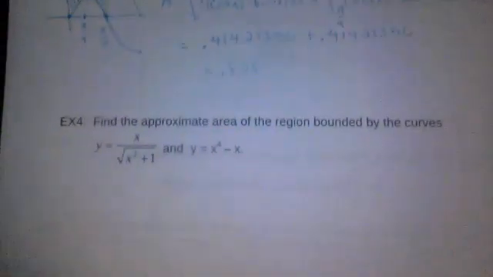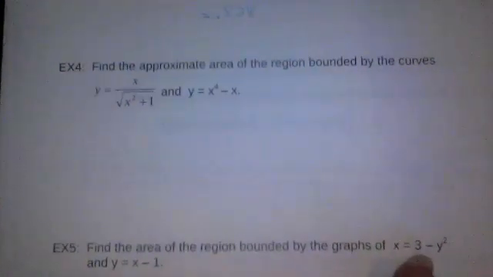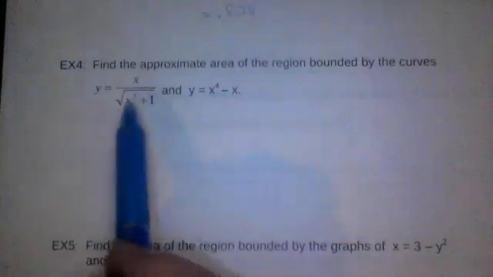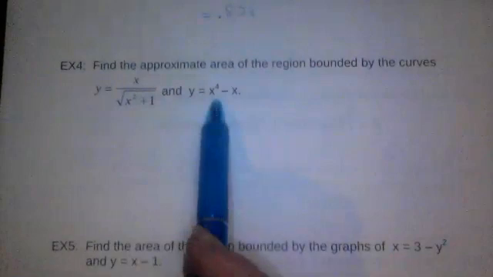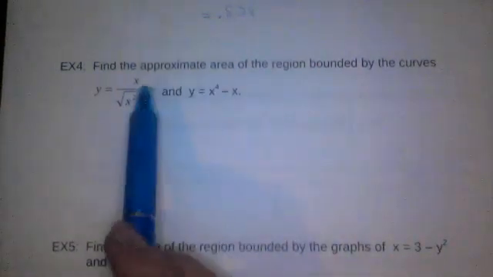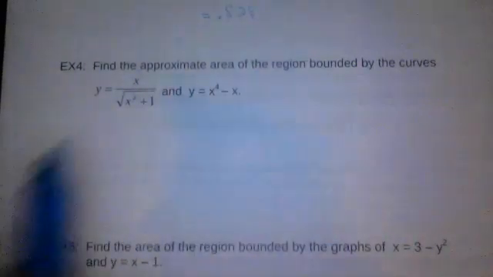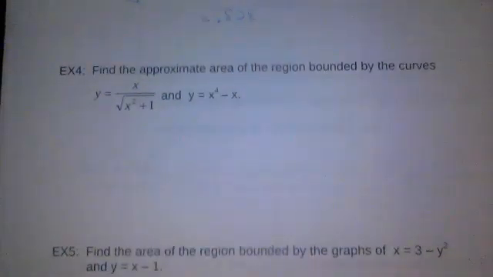All right, on example 4, we're going to find the approximate area of the region bounded by these curves. And so we could set them equal, like I said earlier. This one, I'm just going to put in the calculator. So I'm going to show you what I was talking about. If we want to find where they intersect using the calculator, we would put one function in y1, the other in y2, and find the intersection, sketch the graph, find the intersection.